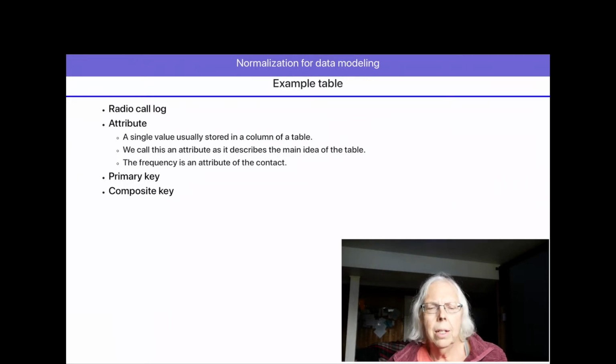So let's look at some of the elements of this table. First of all, it's made up of attributes. An attribute is a single value, usually stored in the column of a table. And we call this an attribute because it describes the main idea of the table. So the frequency, for example, is an attribute of a contact. Okay, it describes the contact.